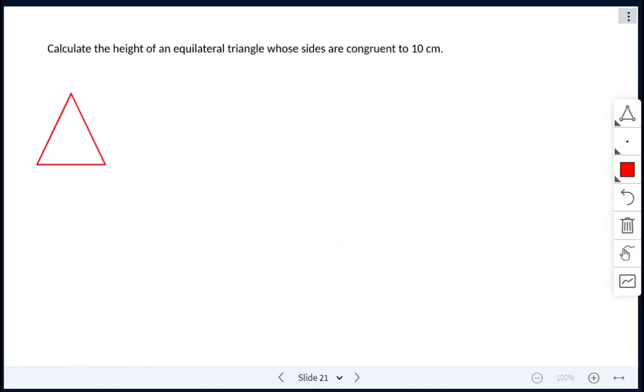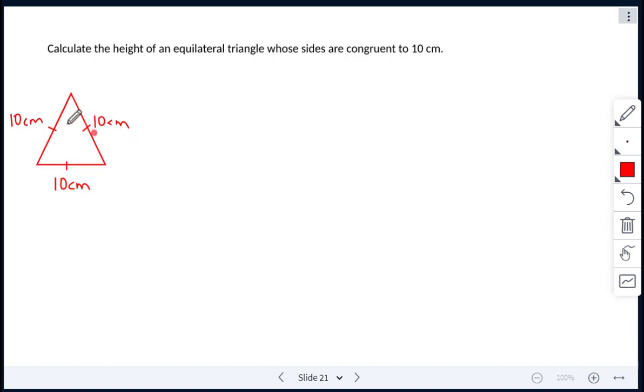So our next example, calculate the height of an equilateral triangle whose sides are congruent to 10 centimeters. So that means when we draw our diagram here, all three sides are the same because it's an equilateral triangle, and the sides are 10 centimeters. All right, so that's 10 centimeters, this is 10 centimeters, this is 10 centimeters. All right, but look at our angles here. Are these right angles?